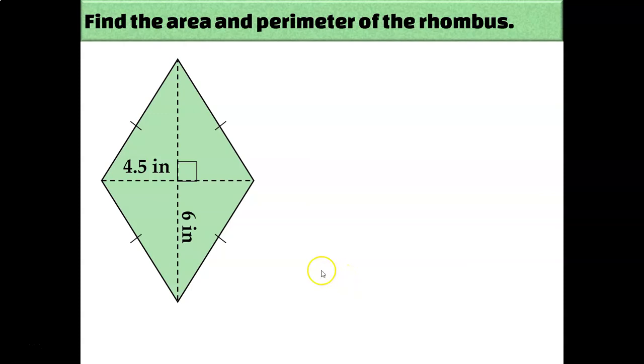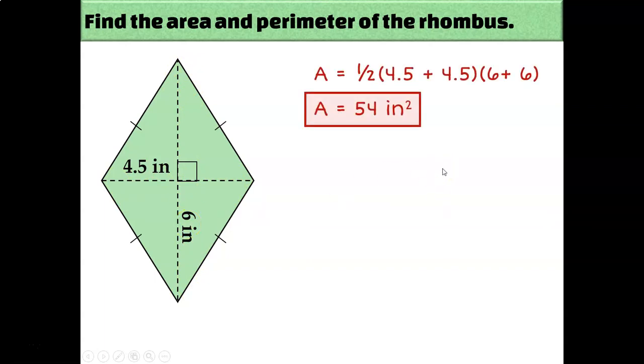Let's check out another rhombus. This time we don't have the measurements for the diagonals outside of the rhombus. Instead, we have part of each diagonal labeled inside. So this 4.5 inches only goes from this vertex to the right angle. And same with this 6 inches, it only goes from this vertex to the right angle. So if I need the entire length of each diagonal, I need to double each of these, because if this is 4.5, then this other side of the diagonal also has to be 4.5. So this entire diagonal would measure 9 inches. And then this vertical diagonal would measure 12 inches.